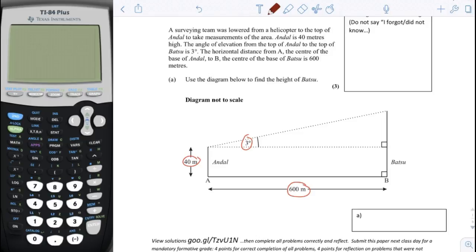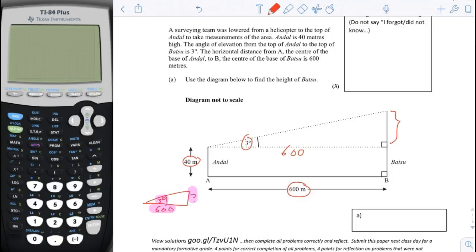Okay, so let's find the height of Batsu. This is very similar to our investigation where we figured out the height of the school building. Basically we need to figure out this red height right here, which is pretty easy. We could just use regular trigonometry of right triangles. So we have a triangle here. It's 600, 3 degrees also here, we know, and we want to know this. So we could figure that out with the trig relationship that relates two sides of a triangle with the angle.